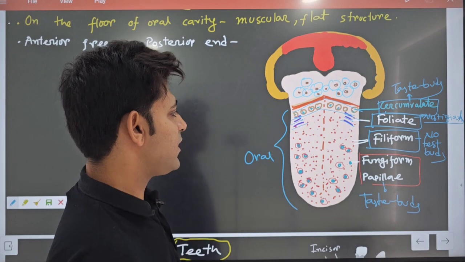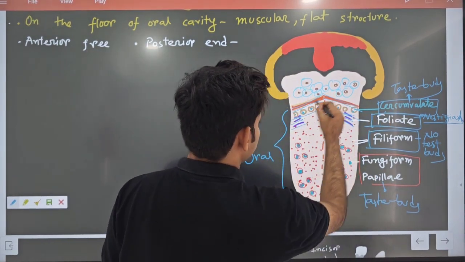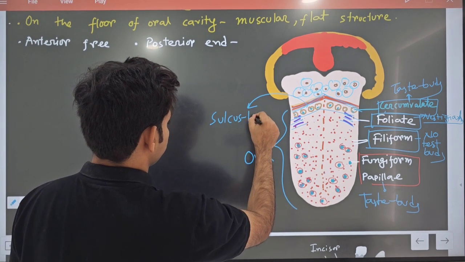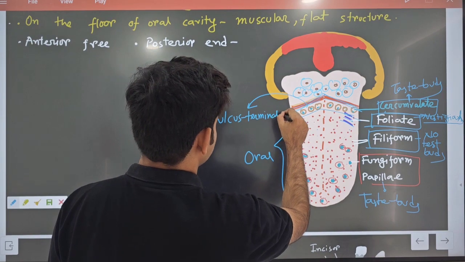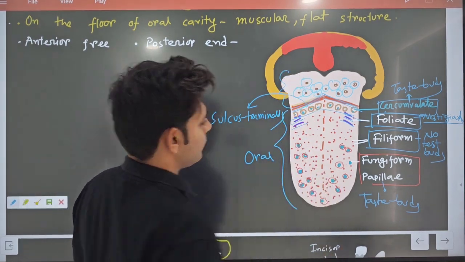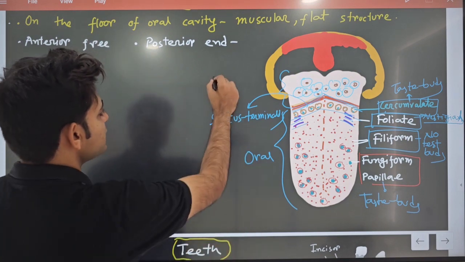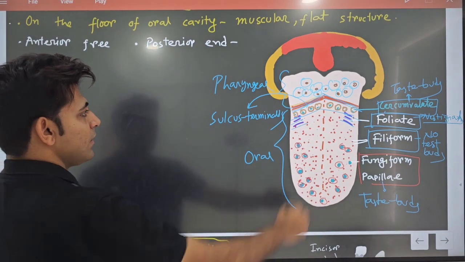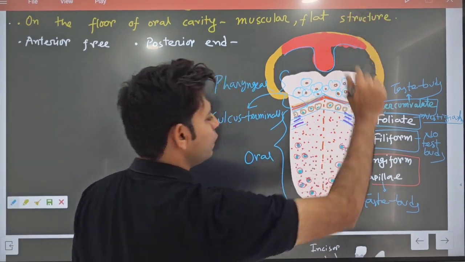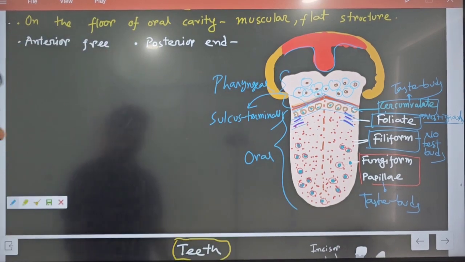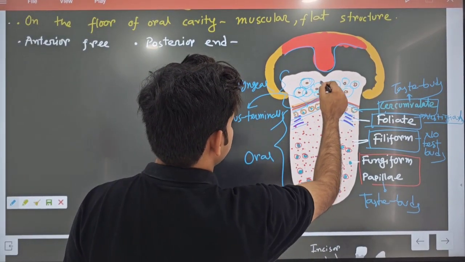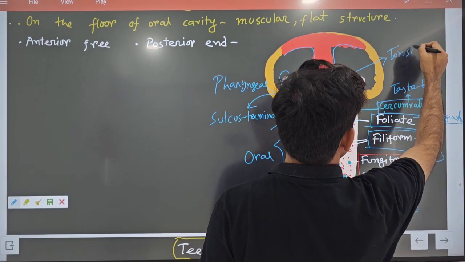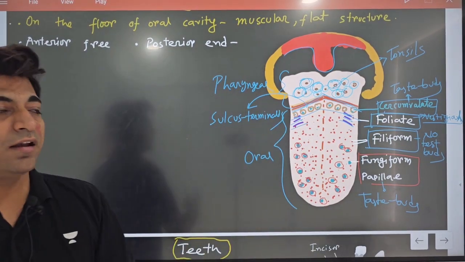And behind the circumvallate papillae, one V-shaped ridge or groove is there, that is called sulcus terminalis. And behind that, this part of the tongue is called the pharyngeal tongue. Here you can see the uvula, the part of the soft palate. On this pharyngeal tongue we again get some tonsils, lingual tonsils. These tonsils are lymph glands.